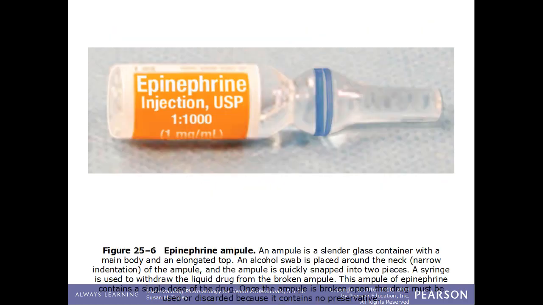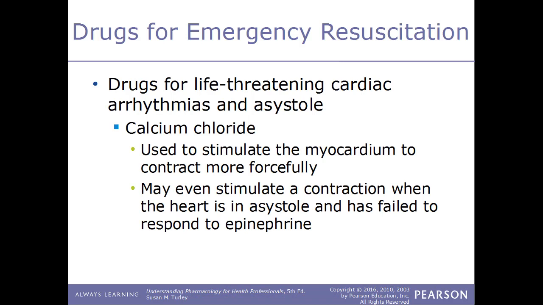All right, in this image we have an ampule of epinephrine. And like all ampules, once the neck is broken and the drug is able to be dispensed, it can't be preserved. It has to be either used completely or disposed of. You can't just put that back on the shelf. See, some other drugs that are used for life-threatening cardiac arrhythmias and asystole: calcium chloride. This acts by stimulating the myocardium to contract more forcefully. And this may even stimulate a contraction when the heart has stopped beating and has failed to respond to epinephrine.